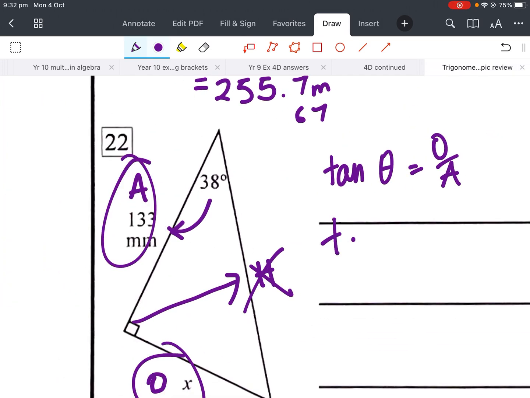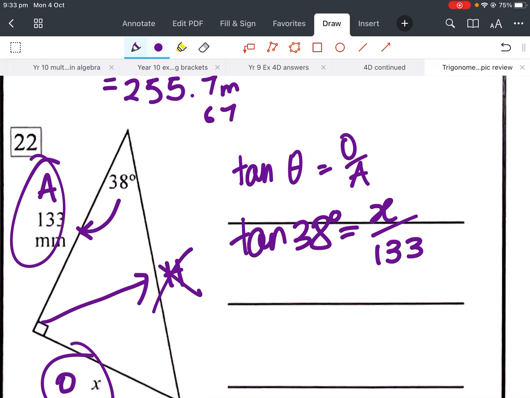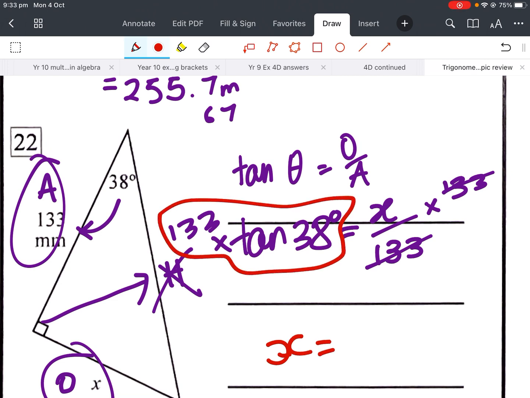So let's write that down. Tan 38, the degrees, so put that where the theta goes. O is X. A is 133. I need to get X on its own, so I am going to get rid of the 133. What I do to one side, I must do to the other. Let's get a different color up. So X equals 133 times tan 38.